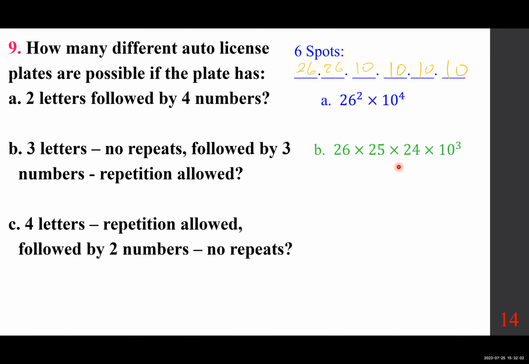4 letters, repetition allowed, followed by 2 numbers, no repeat. So when you go here, it's all 26, 26, 26, 26. There are 4 of them. Then you have 2 numbers, but they can't repeat. So you have 10, and then it goes down to 9. So 26 to the power of 4, times 10 times 9.